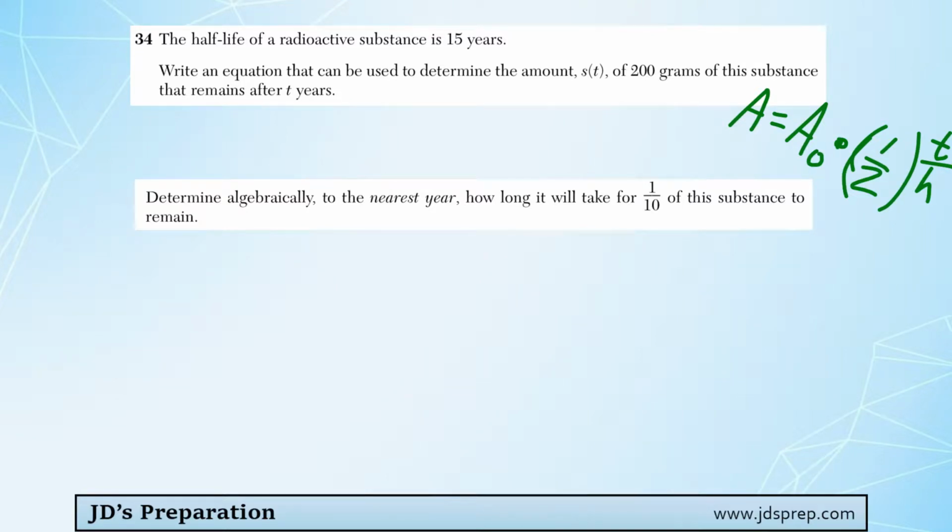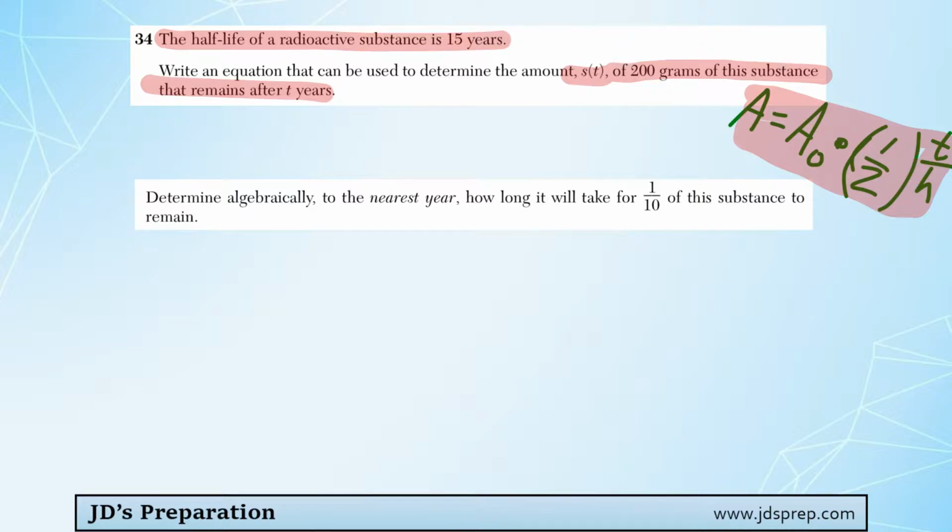For the first part of this problem, we're going to be writing an equation, S of t, that represents the amount of 200 grams of a substance that remains after t years, and we're also told that the half-life of the substance is 15 years. So because of that, we're going to be using the half-life equation, and if you have forgotten it, I just jotted it down on the side here.